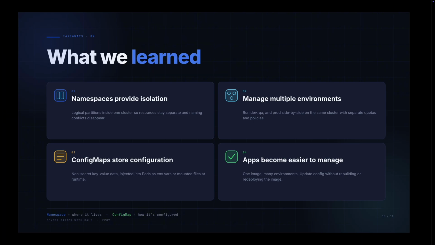Let's recap what we learned today. We use namespaces to create development, QA, and production environments inside the same Kubernetes cluster. Then we deployed a frontend, backend, and database into each environment while keeping everything isolated. We also use config maps to manage environment-specific configuration without changing the application itself. Remember, namespaces define where resources live. Config maps define how applications are configured, and together they help us build clean and organized Kubernetes environments.